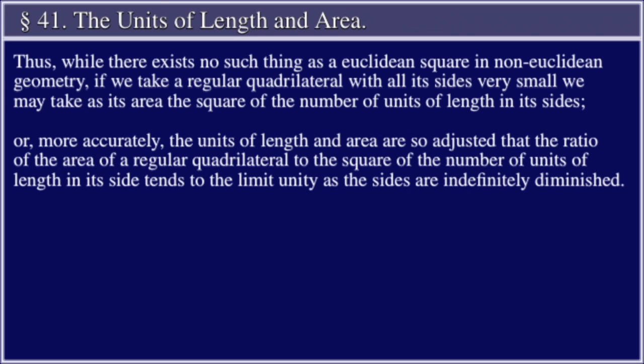Thus, while there exists no such thing as a Euclidean square in non-Euclidean geometry, if we take a regular quadrilateral with all of its sides very small, we may take as its area the square of the number of units of length in its sides. Or, more accurately, the units of length and area are so adjusted that the ratio of the area of a regular quadrilateral to the square of the number of units of length in its side tends to the limit unity as the sides are indefinitely diminished.